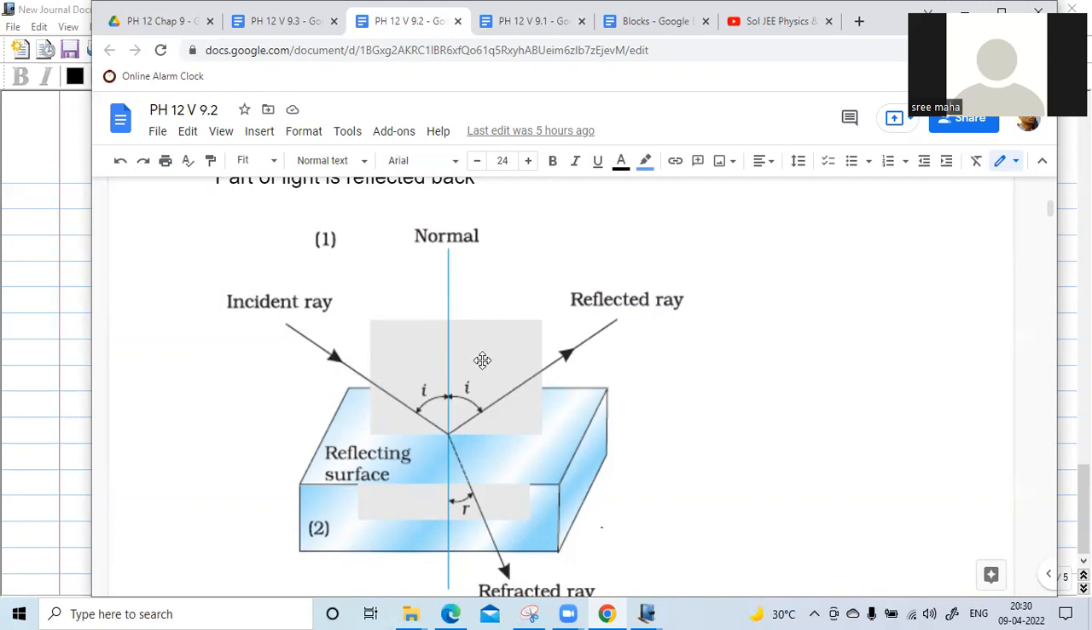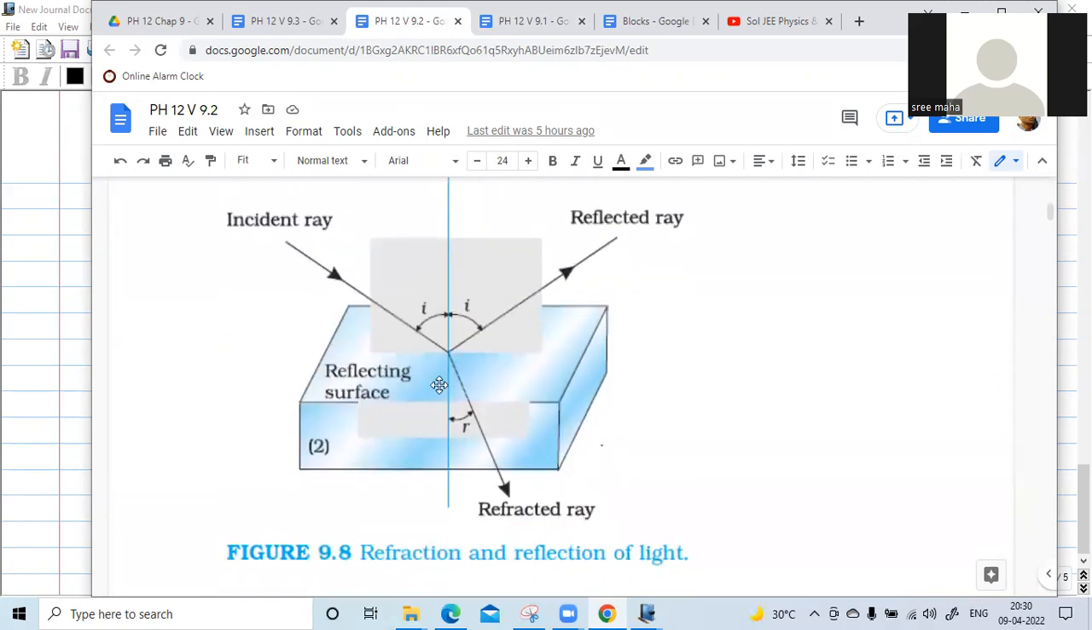Two lines will always be in one plane. But if you take the normal, that also will be in the plane. So in other words, you can say the reflected ray, the incident ray, and the normal, these three lines will form a plane. This will be the case of refraction: the incident ray, the refracted ray, and the normal at the point of refraction. There are three lines now, so the three lines will form a plane.